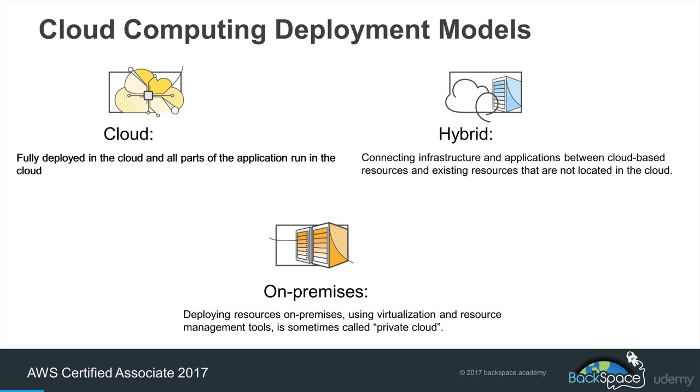We also have an on-premises solution, which is 100% on-premises. We're not going to be discussing it other than here, in regard to the AWS certified exam. That is where we have 100% of our cloud computing deployed on our own infrastructure. That is deploying resources on premises using virtualization and resource management tools. That is what we call a private cloud, where we pool all our own resources together and use a virtualization model to create our own cloud computing on-premises private cloud.